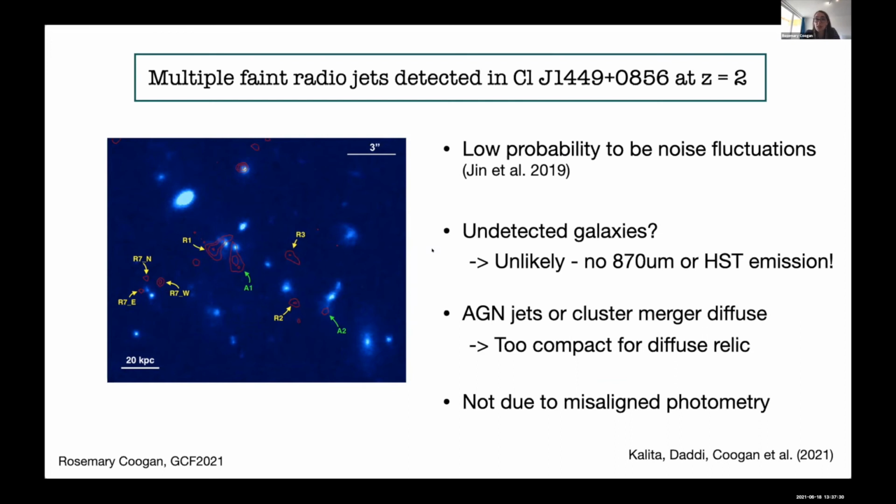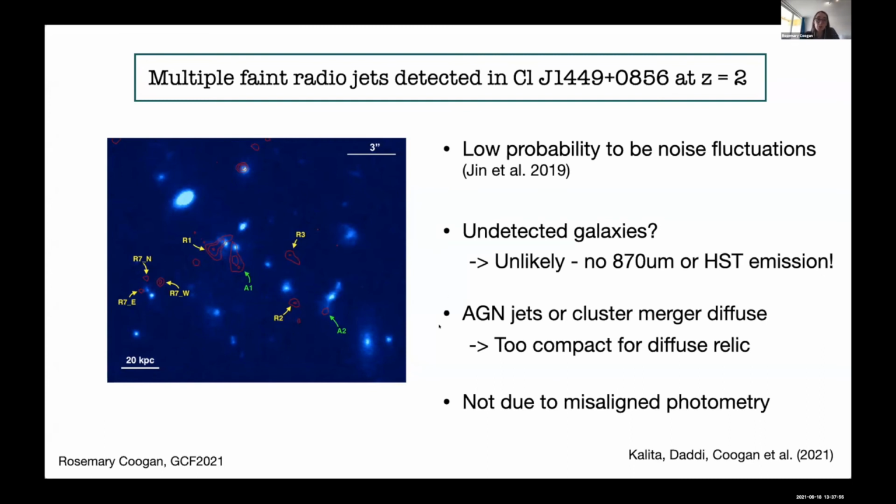We don't think they're undetected galaxies because based on their radio emission, if they were star forming, we would see them at 870 micron, which we don't. Similarly, when we stack 870 micron and HST data at all of the positions of the jets, we don't see anything at all come up in the images. So that tends to rule out things like tidal tails from interactions.